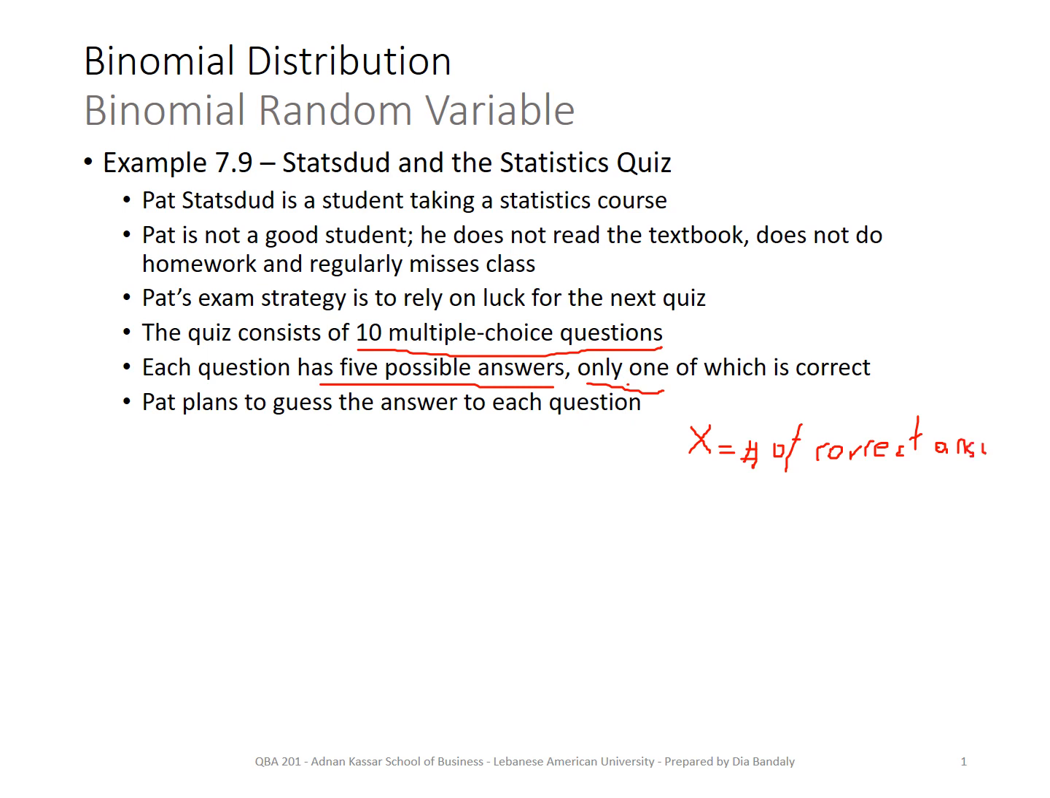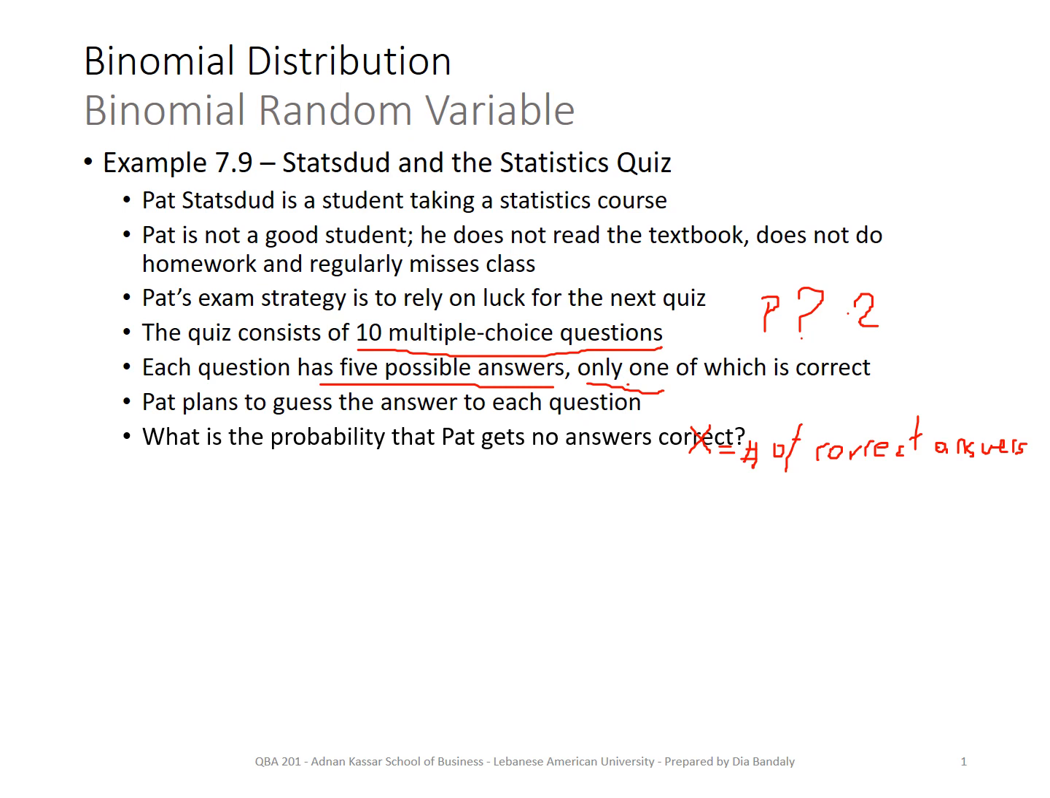Now, why is this important? Because now we can tell what P would be for us. What's P? According to the previous definitions, P is the probability of a success. And I'm calling the success having a correct answer. Because only one question out of 5 is correct, that means P is equal to 0.2. And now I know that 1 minus P is 0.8.